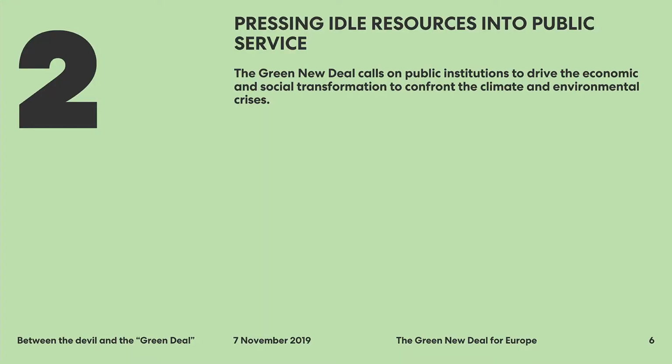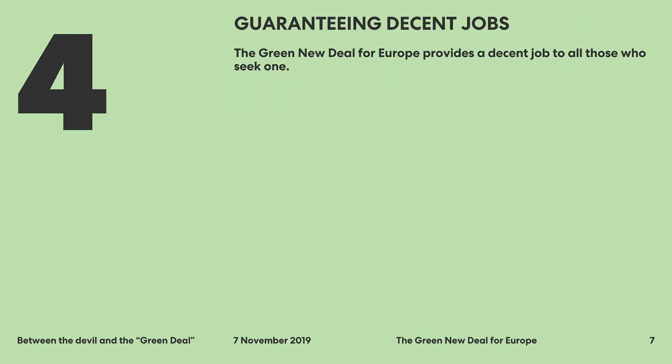Okay, so what do we say in these 10 pillars? We say, okay, pillar number 2: press idle resources into public service, basic Keynesian premise. Pillar number 4, guarantee decent jobs. You get it. What is this thing and what isn't it?